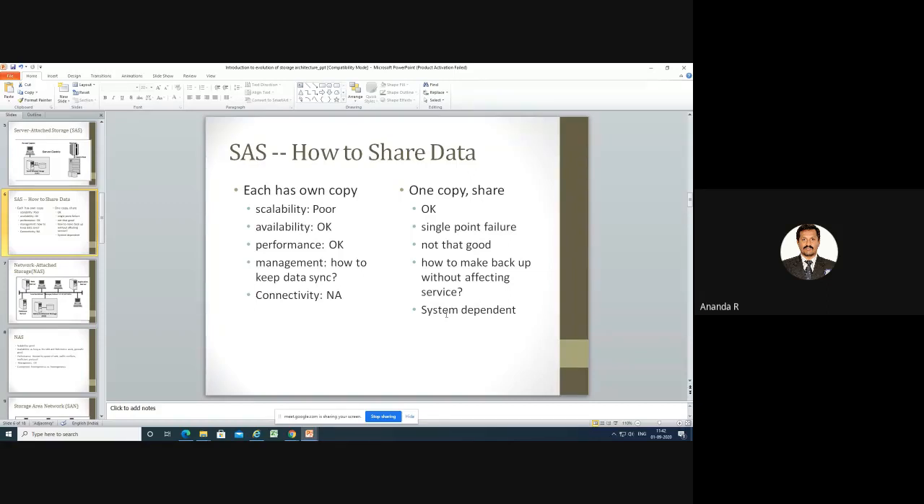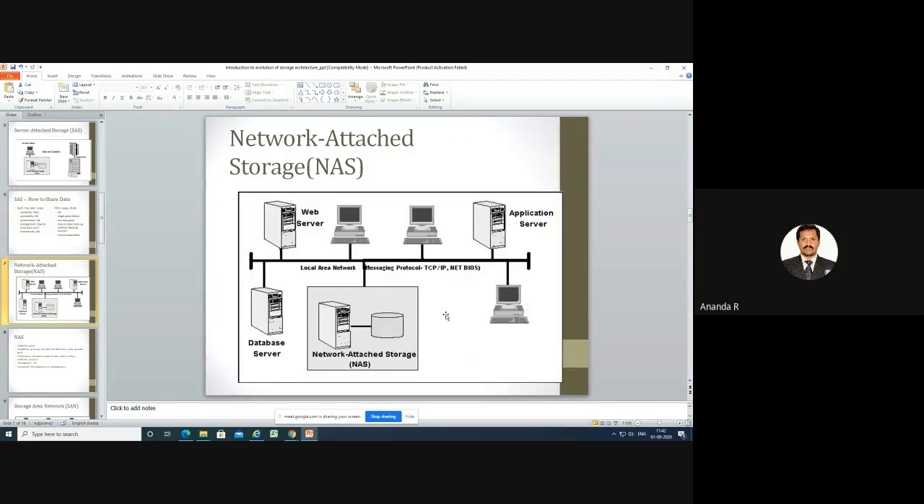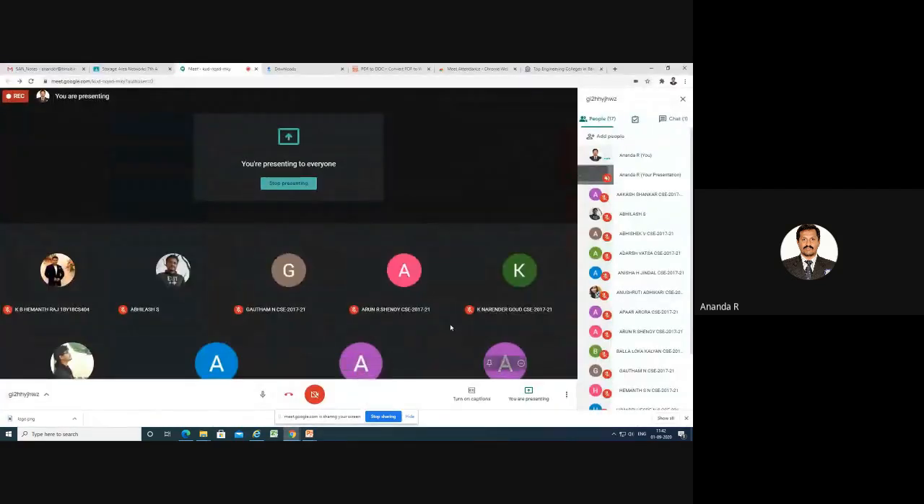When compared on scalability, availability, performance, management and connectivity, what are the different outputs we get if I use a server attached storage system? Then we studied the network attached storage system. What does network attached storage system mean, how is it different from the server attached storage system, and why are we mainly focusing on the network here? That we also studied. So we'll continue in the next class.